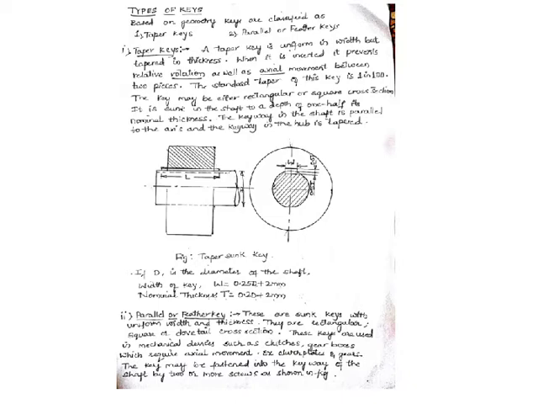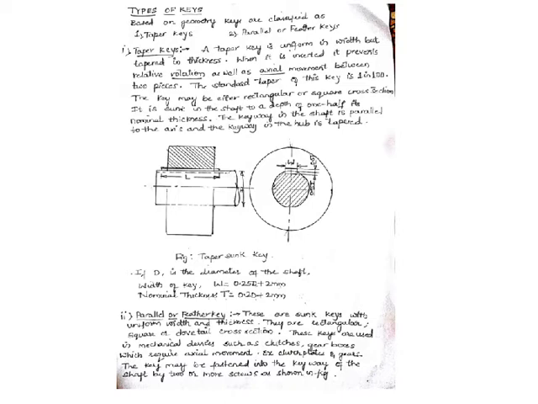A taper key is shown in the figure below. Here we can see the front view and the side view of a taper sunk key. The taper key is uniform in width but tapered in thickness. When the key is inserted between the shaft and the hub, it prevents the relative rotation as well as axial movement between those two pieces.